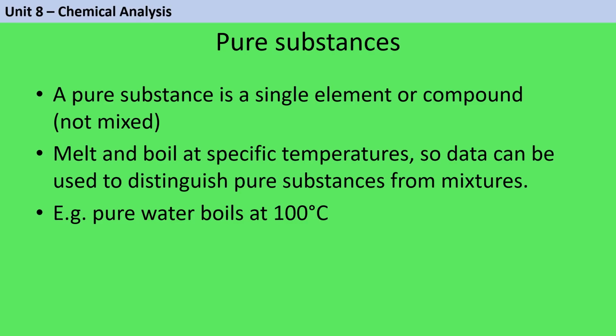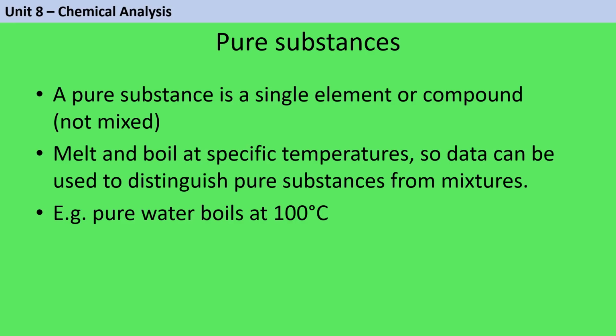Unit 8 is the chemical analysis unit, which starts out talking about pure substances. A pure substance in chemistry is a single element or compound, not mixed together with anything else. That's different from everyday life, where we might talk about something like pure orange juice because it hasn't had anything added to it, even though it's a mixture of hundreds of different compounds.